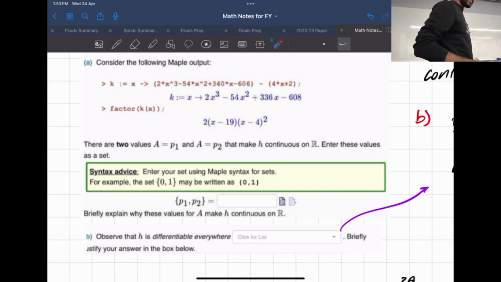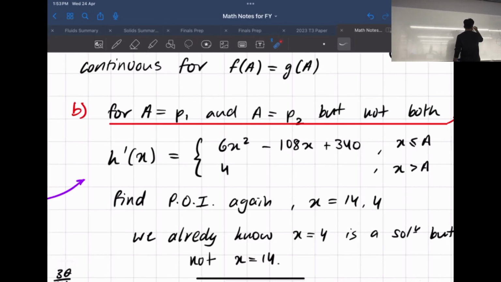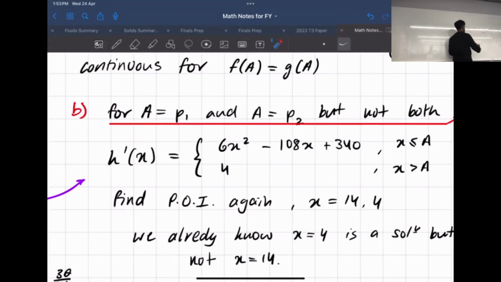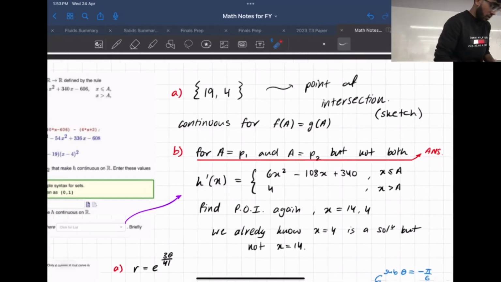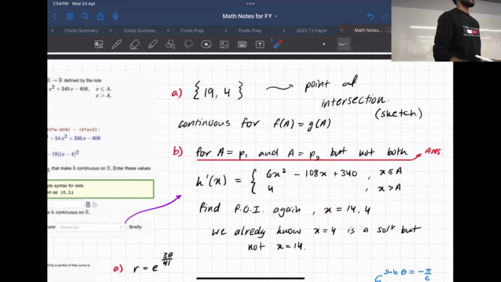Yeah, good. You're just going to have to find h dash. So in my case, h dash of x is equal to, what is it? 6x squared. And you just follow the same steps. You find the point of intersection, and what you see is that only one of them matches with what we have. Before we had 19 and 4, but in this case we have 14 and 4. So it's only true for one value of a. You guys see that? Okay.